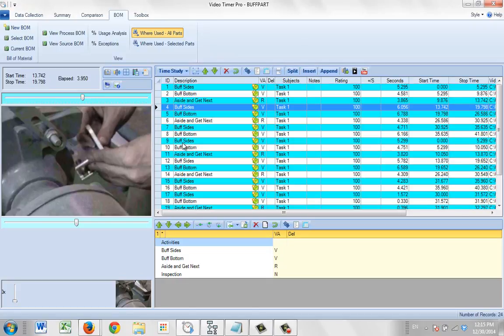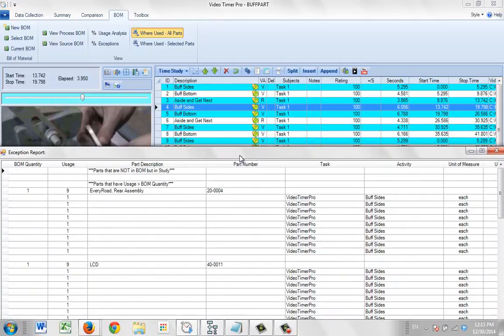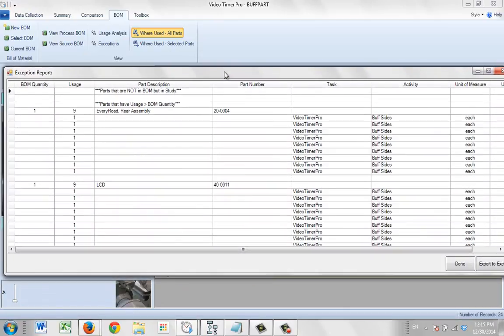Another very useful bill of material report is the exceptions report here. Now, in my example here, I have a repetitive operation. So as such, the number of parts being used show as being higher than the bill of material quantity. In this case, the quantity is 1 and the usage is 9. And that's because the same activity happened 9 times.